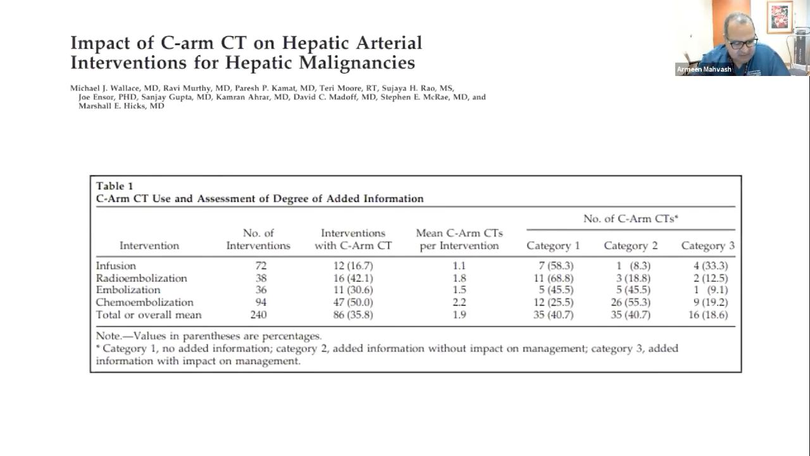This is one of the first papers that came out right as I finished my fellowship and became an attending. They looked at the interventions that were affected by cone beam CT. And I think it was incredibly important because in about 20% of patients, it changed the management of the patient. In addition, in about 40% of the patients, you actually learned something you didn't know. So I think it was an incredibly important paradigm shift for everybody, that cone beam CT was incredibly useful for doing any liver-directed therapy.